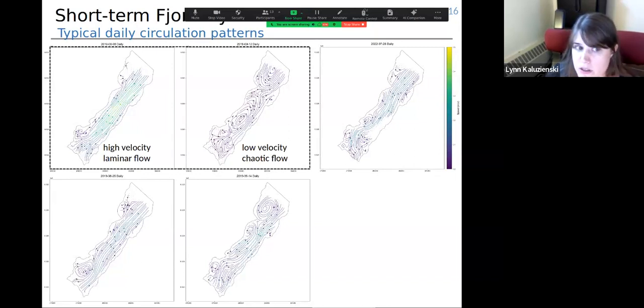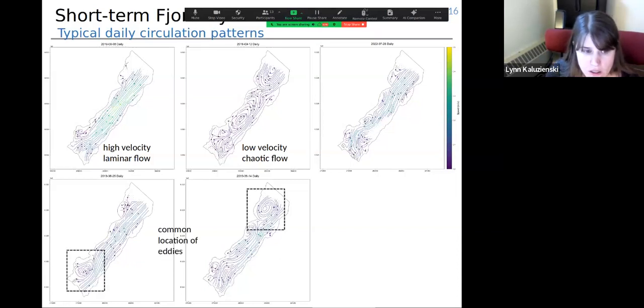One of the reasons we think this pattern happens is that on days when there are high katabatic winds or runoff, that's going to dominate surface flow. So you're not going to see any of that upwelling signal or eddies on those days. But when katabatic winds are low or runoff is low, that's when you see these interesting eddies form.